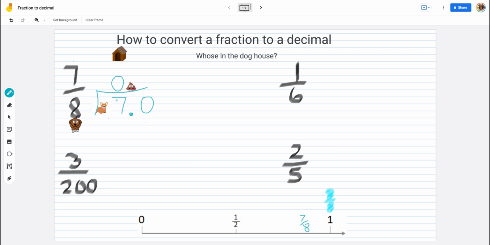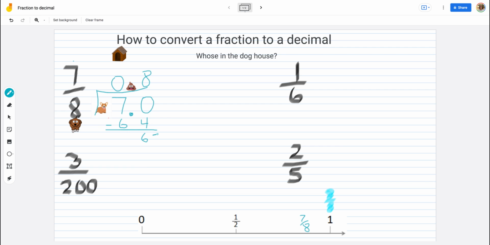into 70. This is where I need to use my multiplication facts. And I know that 8 times 8 is 64. And that's a good way to start. And that makes sense because remember I said my answer was going to be less than 1. So 8 times 8 is 64. And now the next step is to find the difference between 70 and 64, which is 6.